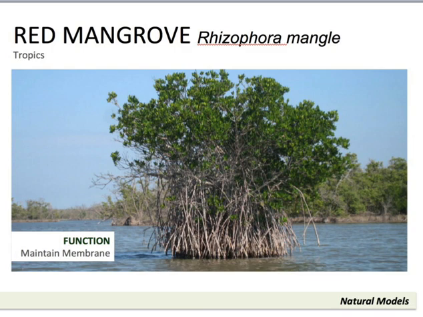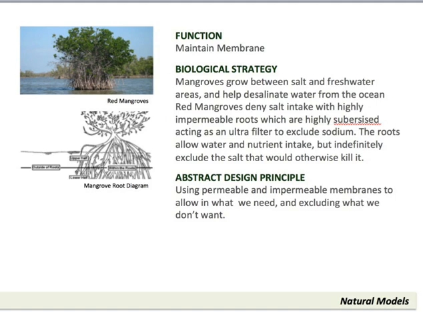The following example is the red mangrove. Their biological function is the presence of a membrane that works as a filtration membrane. Mangroves grow in environments that are basically between salt and freshwater areas, and so these membranes, or the tissues in their stems, help desalinate water from the ocean. The roots allow water and nutrient intake, but exclude salt that otherwise would kill the roots of normal plants. So the design that could be extracted from this is the use of a permeable and impermeable membrane to allow what we need in and exclude what is not wanted.